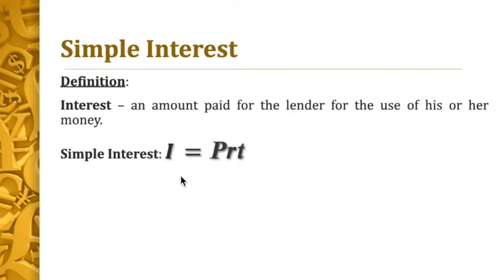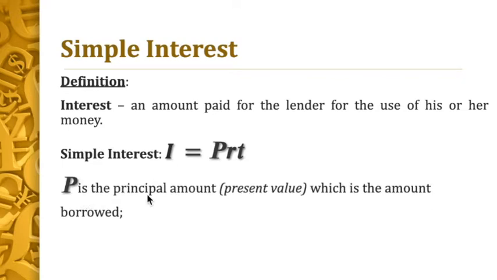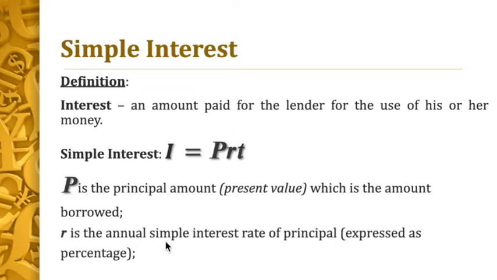So it will be given by the simple formula I equals PRT, where I means the interest, or the simple interest. P means the principal amount, or some books call this the present value, which is the amount being borrowed, or the amount that you are letting your borrower borrow. That's P. R is the annual simple interest rate of the principal expressed as a percentage.